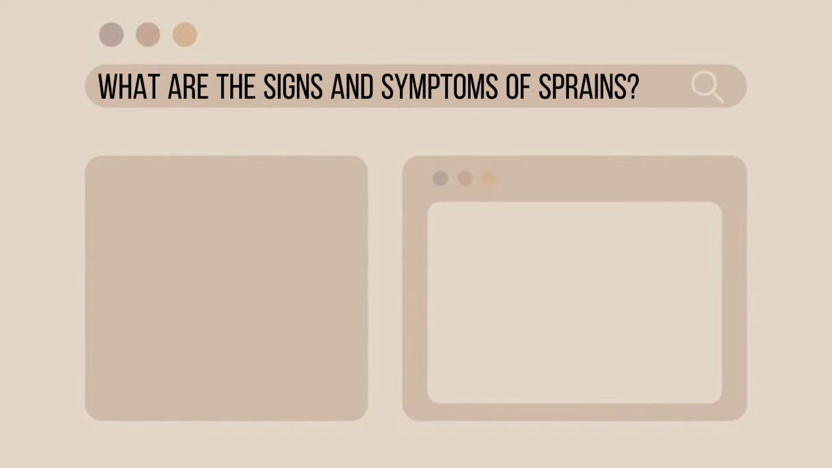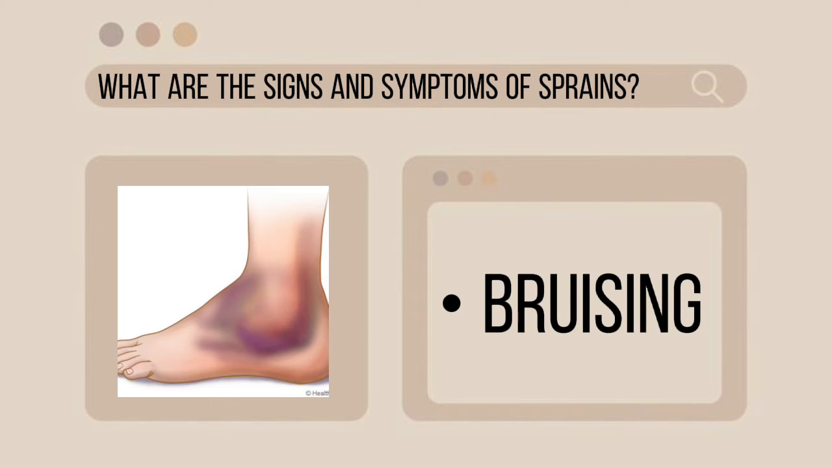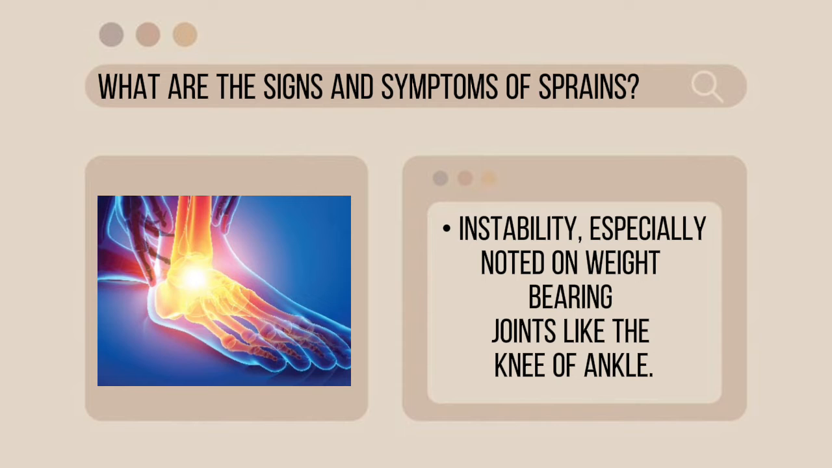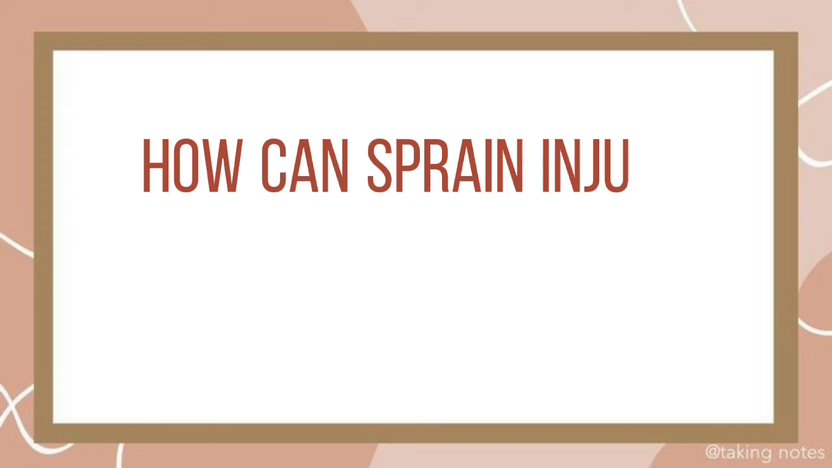What are the signs and symptoms of sprains? Signs and symptoms may vary due to severity of injury. They may include pain, swelling, which can indicate underlying inflammation within the joint or within the soft tissue surrounding the joint. Bruising, instability, especially noted on weight-bearing joints like the knee or ankle. And lastly, loss of the ability to move and use the joint.